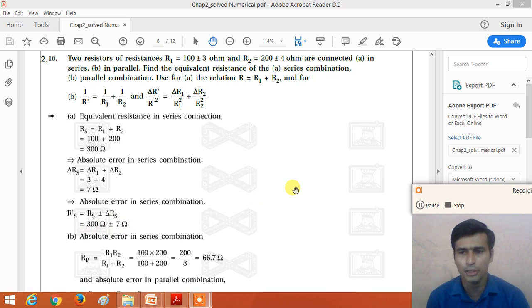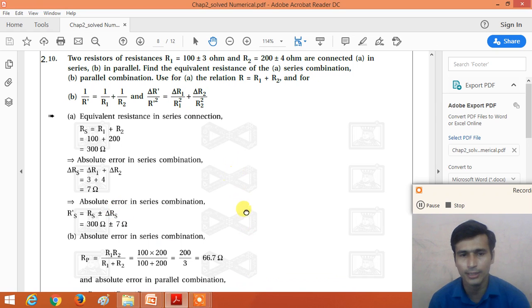If you want to calculate the percentage error in the equivalent resistance, how do you calculate the percentage error in a series combination? It is delta Rs divided by Rs multiplied by 100. So we calculate the percentage error: 7 divided by 300 into 100, right? So dear student, understand how we can find the equivalent resistance in a series combination.